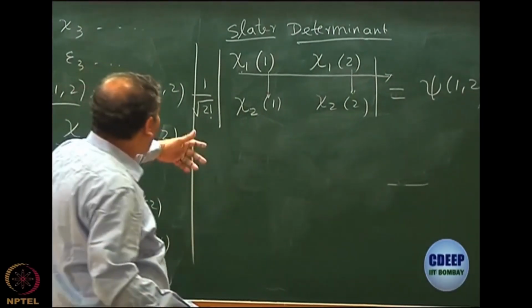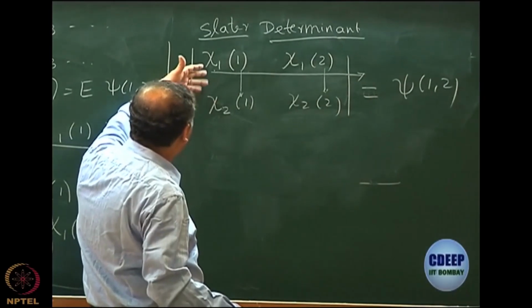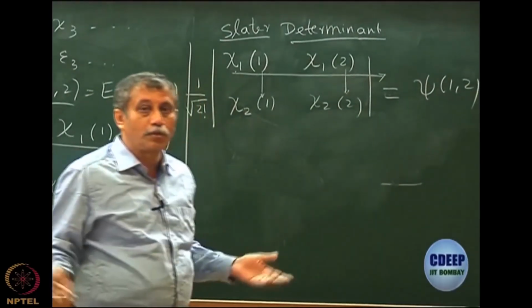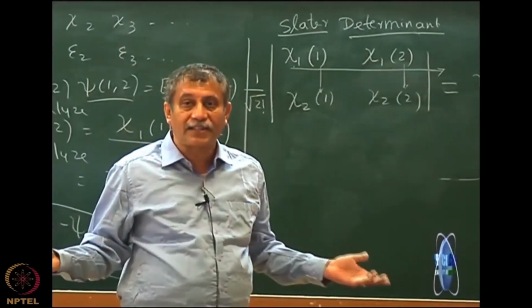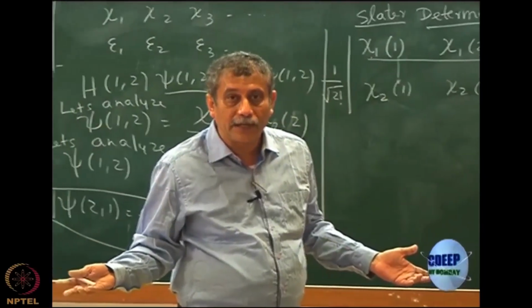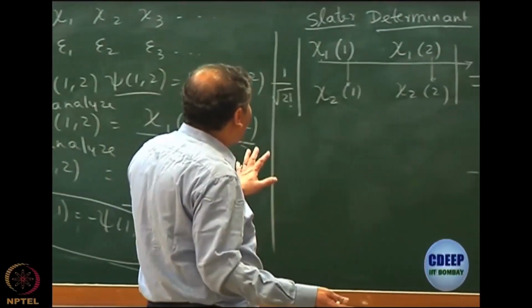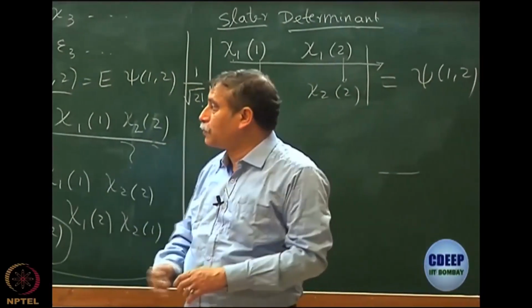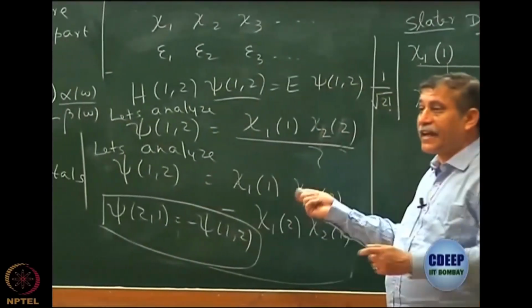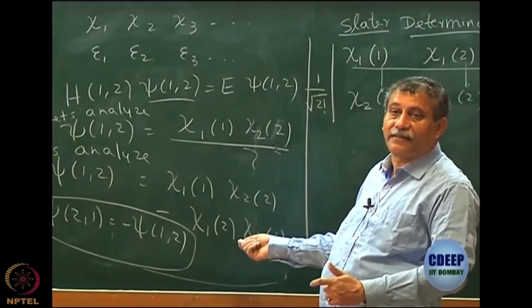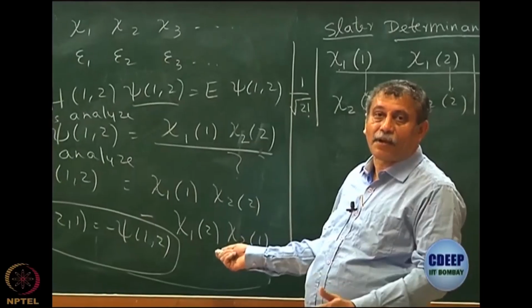And then we find that to guarantee the antisymmetry, the two rows cannot be equal. So two spin orbitals cannot be equal. That is the statement of the Pauli principle. So the determinant automatically guarantees a lot of things. You do not have to analyze the wave function and keep writing what would generate an antisymmetric combination.